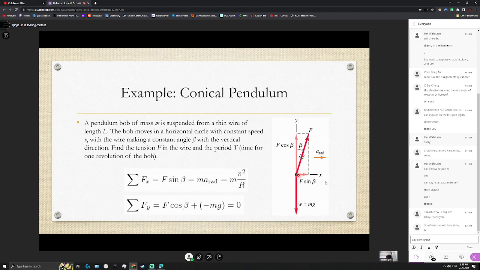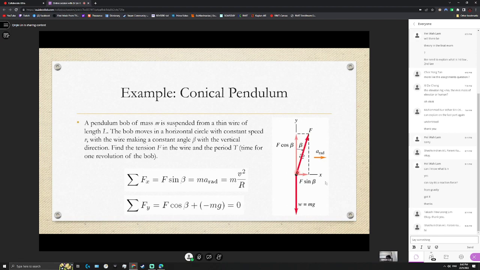So the radial acceleration at this moment is pointing towards the center of the circle. Okay, because the circle is here. It's moving like this. So this will be it, and then there will be a beta, this angle.